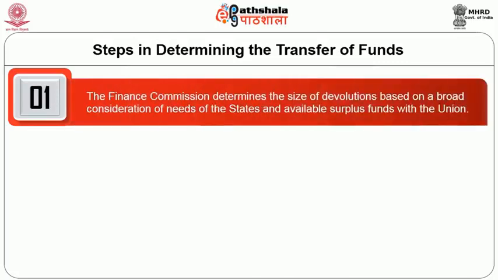Steps in determining transfer of funds. The Commission follows the following steps in determining the transfer of funds or devolutions to be made from the divisible pool. First of all, the Finance Commission determines the size of devolutions based on a broad consideration of the needs of the states and available surplus funds with the Union.